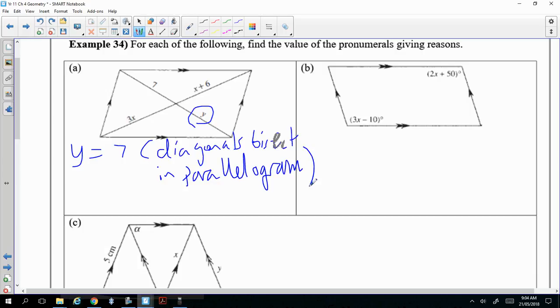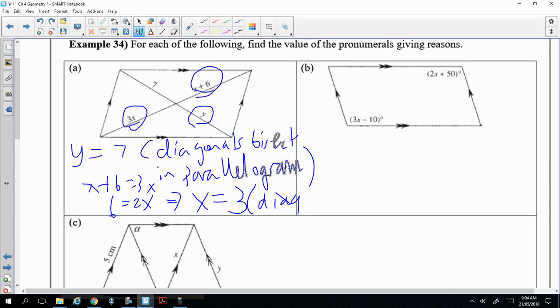What else is there? There's another unknown we're going to find. x plus 6 equals 3x, so 2x equals 6, therefore x equals 3. The same reason: diagonals bisect. So y equals 7, and x plus 6 equals 3x because diagonals bisect.